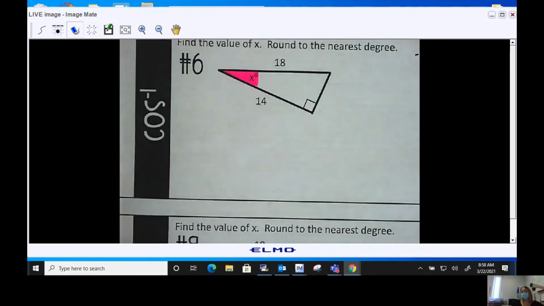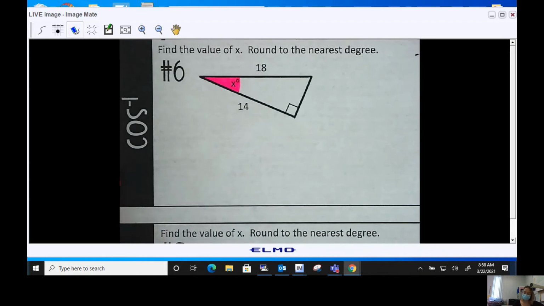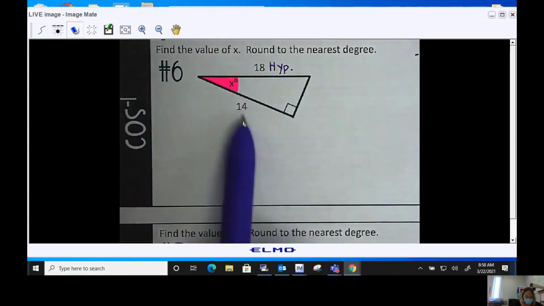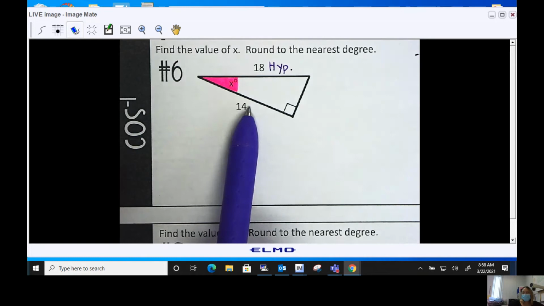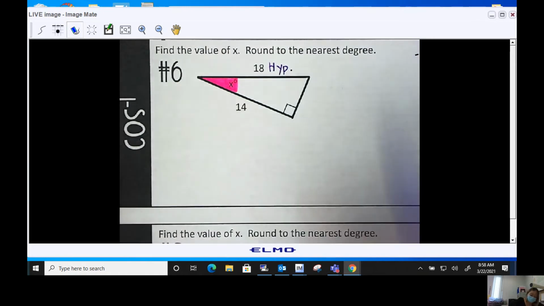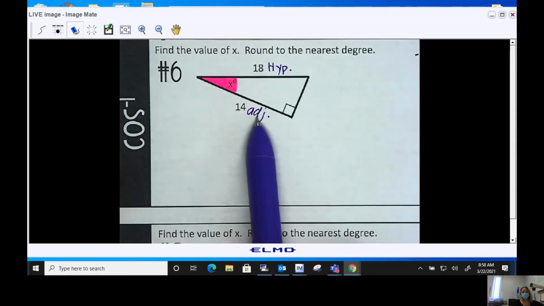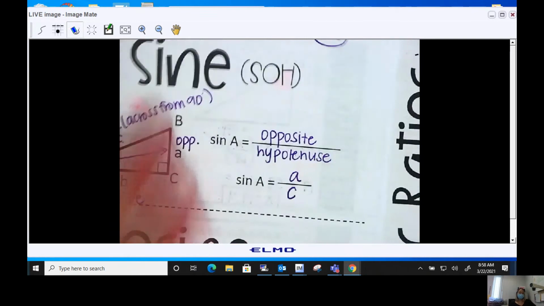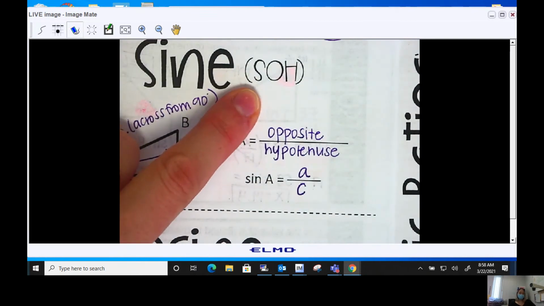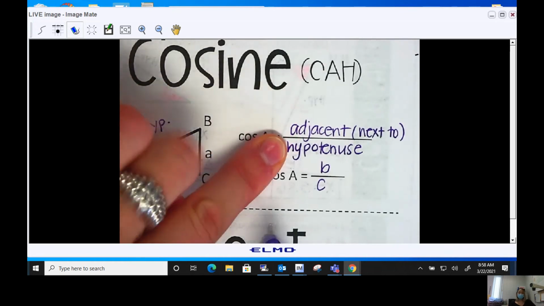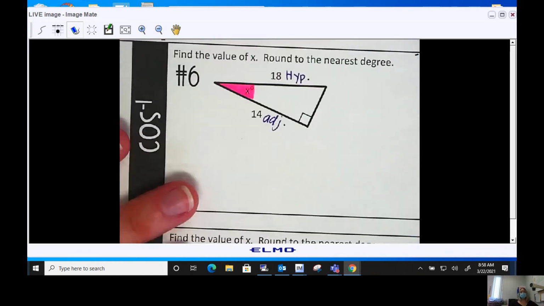Okay, which one of those sides is your hypotenuse? 18 is your hypotenuse. Okay, is 14 your adjacent or your opposite side? It's adjacent, it's next to, good. So you're using hypotenuse and adjacent. Which one are you going to use? Are you going to use sine? No. Are you going to use cosine? Yeah, adjacent and hypotenuse. So we're going to take the cosine for this one.